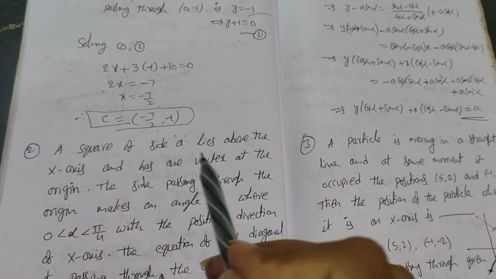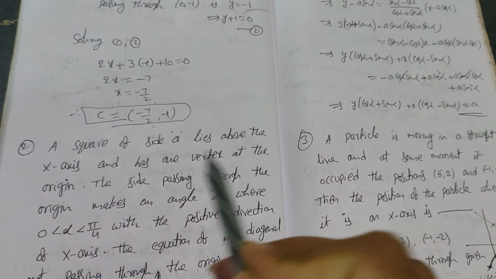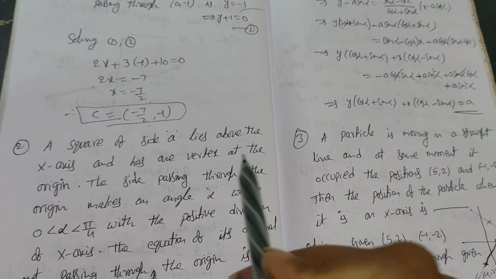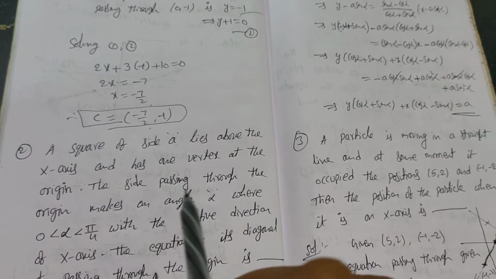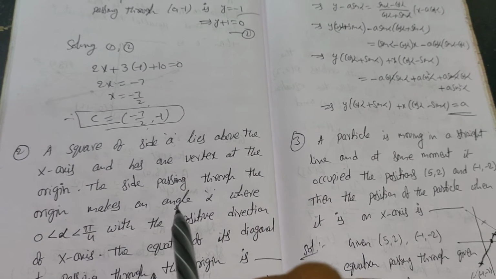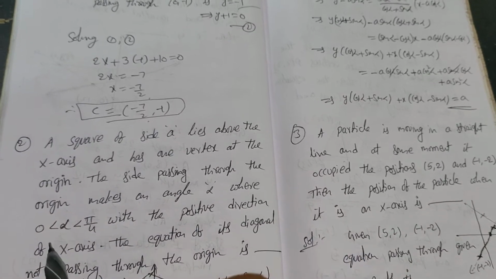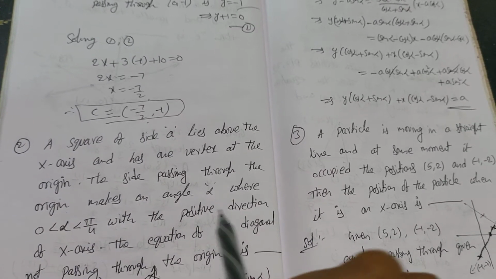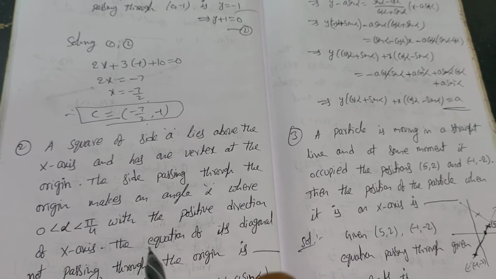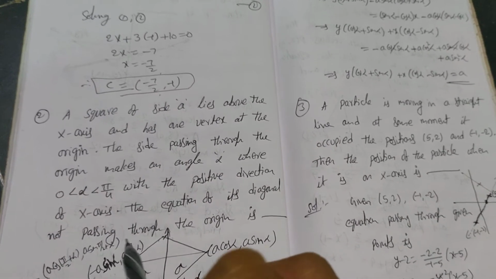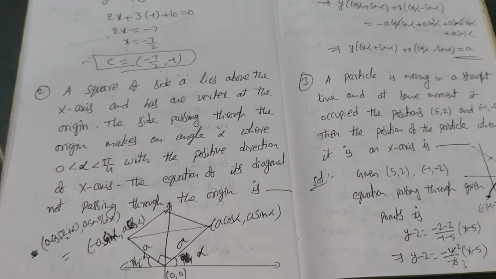Next question is: the square of a side A lies above the x-axis and has one vertex at the origin. The side passing through the origin makes an angle alpha, where 0 less than alpha less than pi by 4, with the positive direction of x-axis. The equation of its diagonal not passing through origin is.